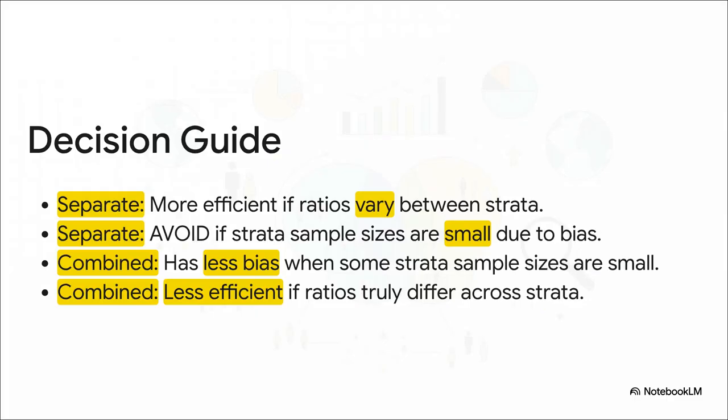Here's the basic trade-off. The separate estimator, which includes post-stratification, is the powerhouse. It's more efficient and precise if the thing you're studying is truly different across your groups. But it has a weakness. You need a good number of data points in each and every group. If some of your n_h values are really small, the separate estimator can get biased. The combined estimator is the safer, more stable option in that case. It has less bias when sample sizes are small, but you might lose some precision because you're averaging everything out.